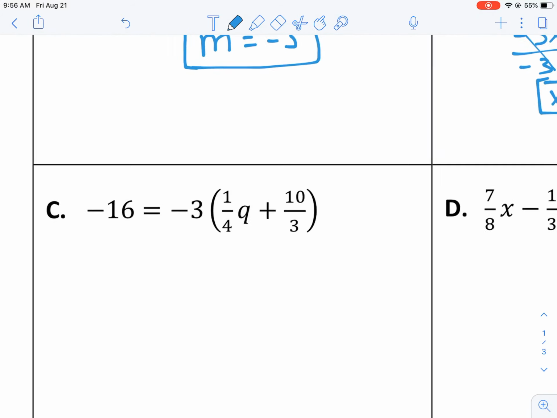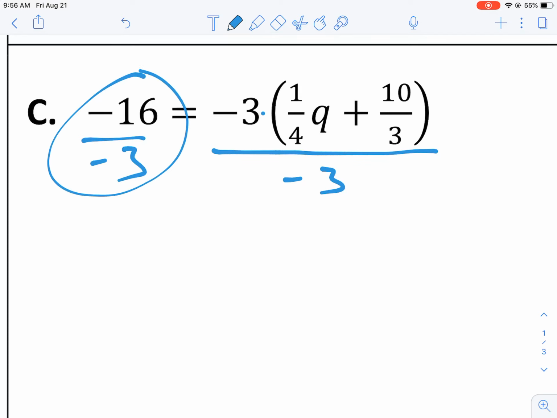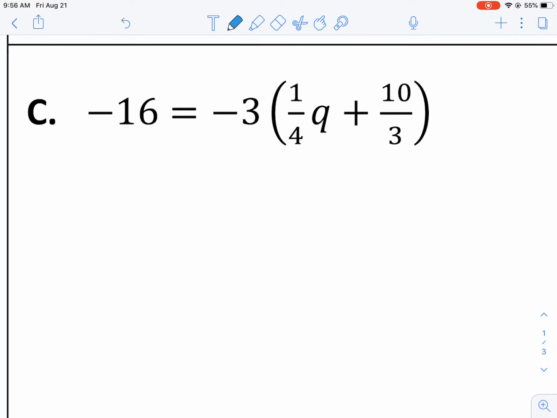Next problem, C. All right, this one is a little bit different than the one I just showed you, because you don't really have the option here that you had before of dividing. So let's say we wanted to get rid of that and divide by negative 3. Can you divide 16 by 3 and get a whole number? The answer is no. So all you're doing here is just creating more fractions. So we can't really do that here. So you're kind of forced into distributing.